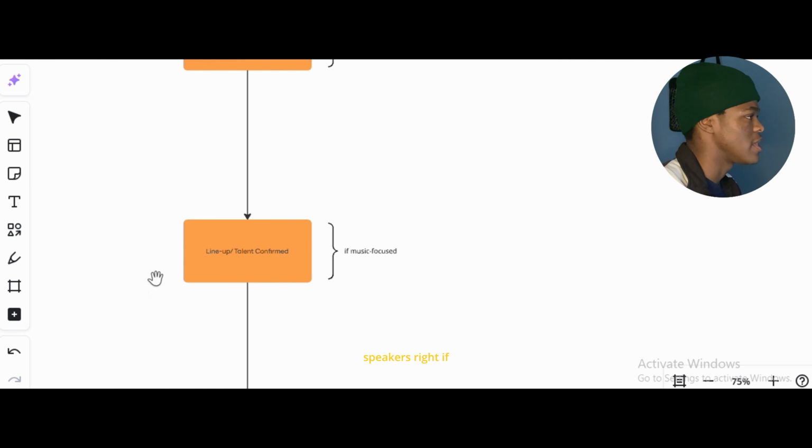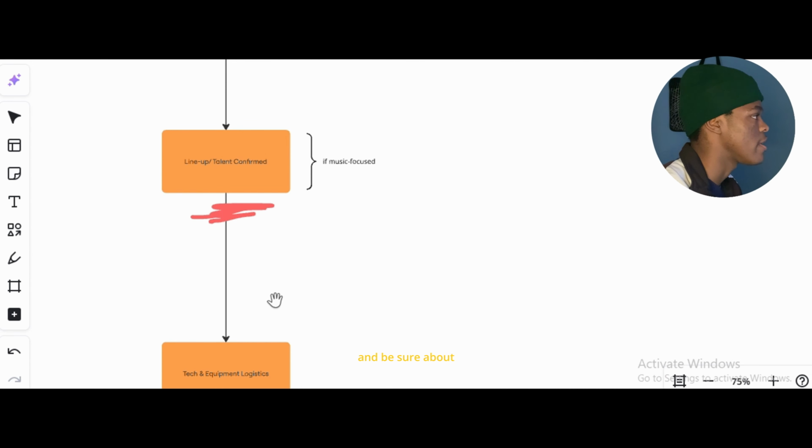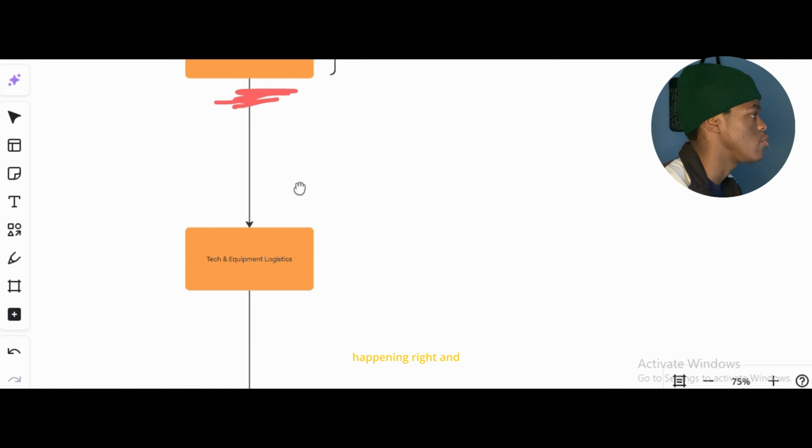And then we have the lineup, the talent or the speakers. If it's music focused, then it's the lineup, the people who are going to be performing. If it's a corporate event, then we're talking about speakers. This is where we need to confirm, a week or a day before, that these people are actually locked in. As you can see, we need to be on time, on point, confirmed, assertive, and sure about what's going to be happening.